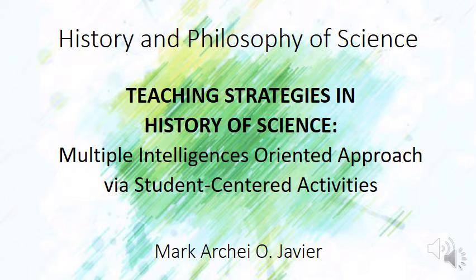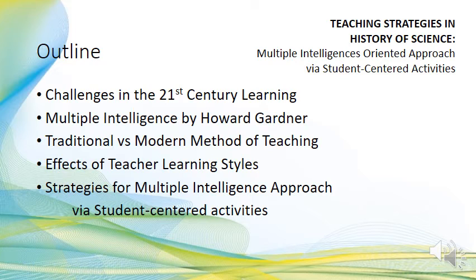My topic for today is about teaching strategies in history of science, multiple intelligences oriented approach via student centered activities. The outline of the presentation is as follows: challenges in the 21st century learning. Then I will be explaining multiple intelligence by Howard Gardner. I will also explain traditional versus modern method of teaching, the effects of teacher learning styles, and strategies for multiple intelligence approach via student-centered activities.